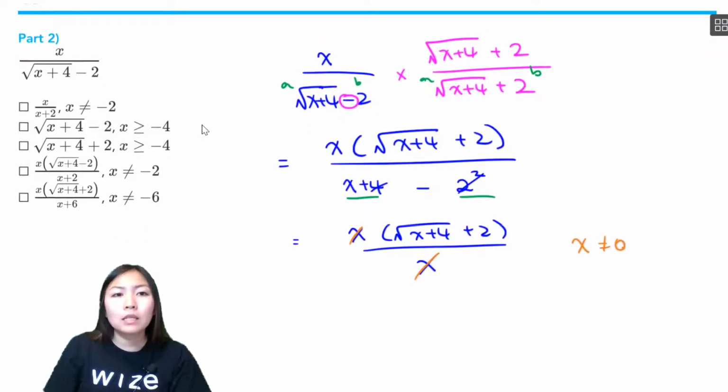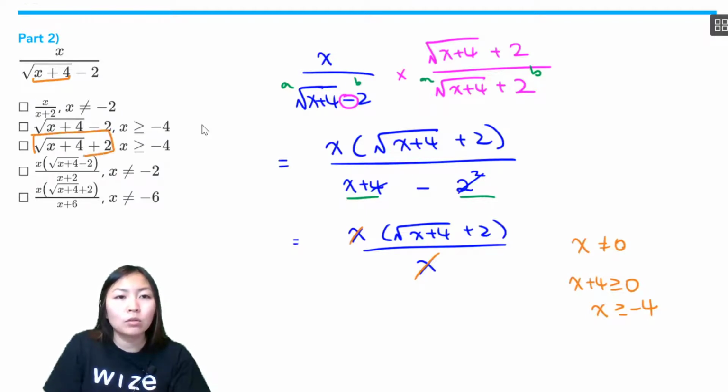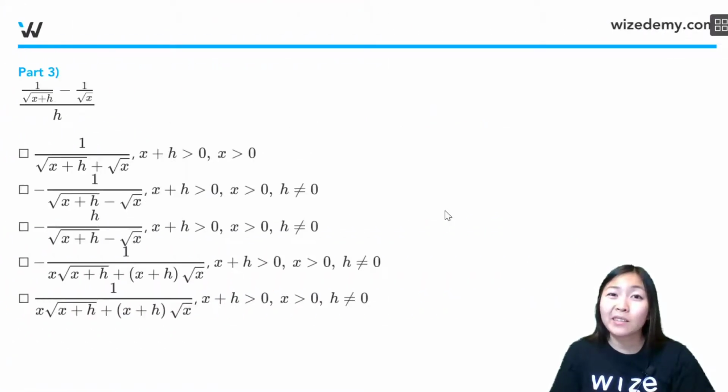Well, I also see that my x plus 4 is underneath a square root, meaning that x plus 4 has to be greater or equal to 0, meaning that x is greater or equal to negative 4. Okay, so if you look at my answer options, the one I want is the square root of x plus 4 plus 2, right here. And x is indeed greater or equal to negative 4, and there should also be an x not equal to 0 there.